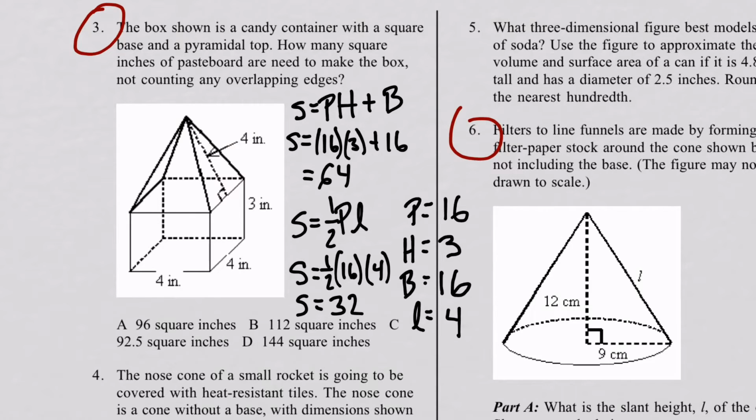So what is the total surface area? What you do is you add the surface area that you got for the prism and the surface area that you got for the pyramid, put them together, do 64 plus 32, and that'll give you 96. So your answer is 96 square inches. There it is.